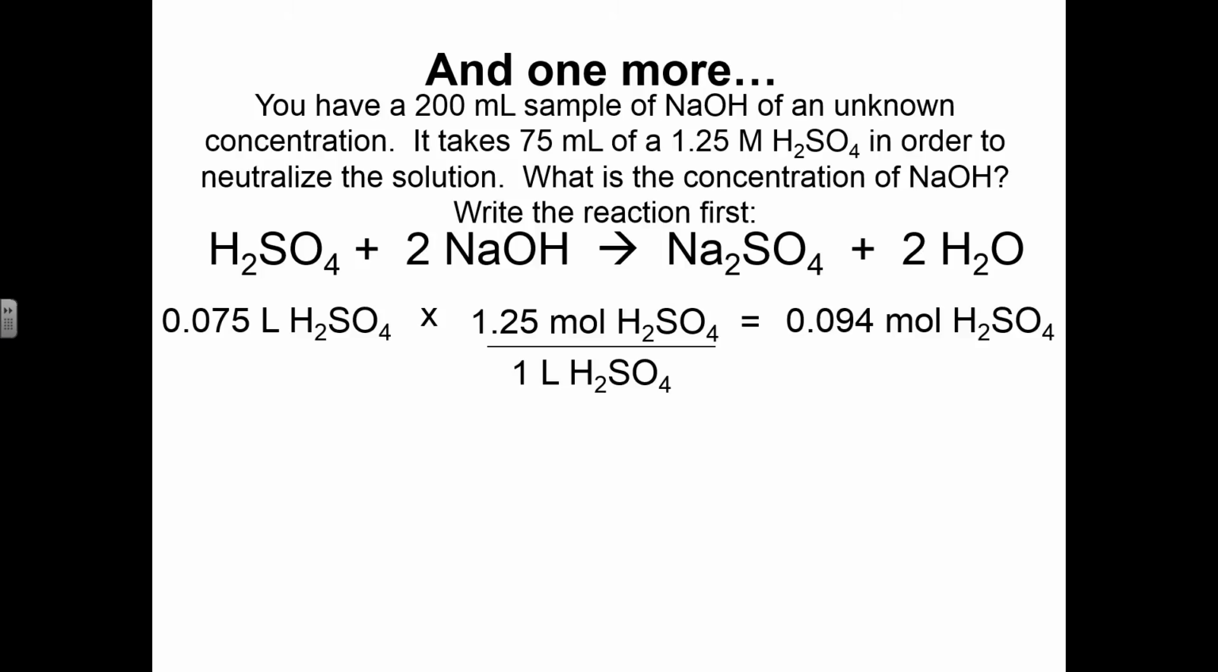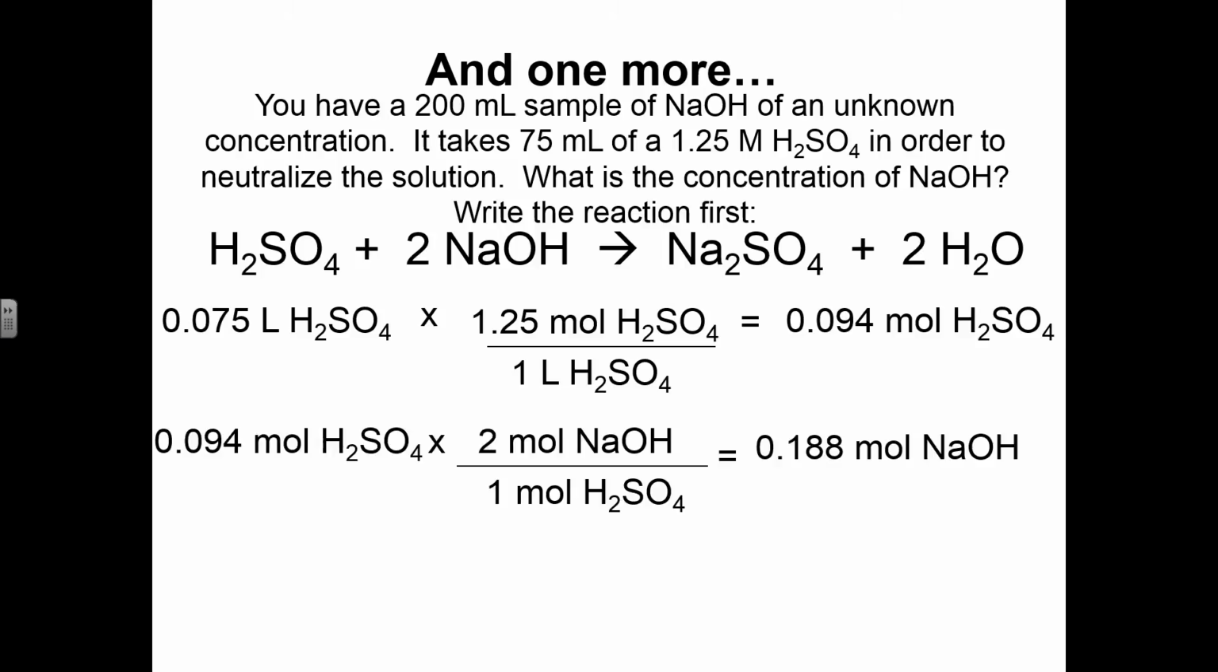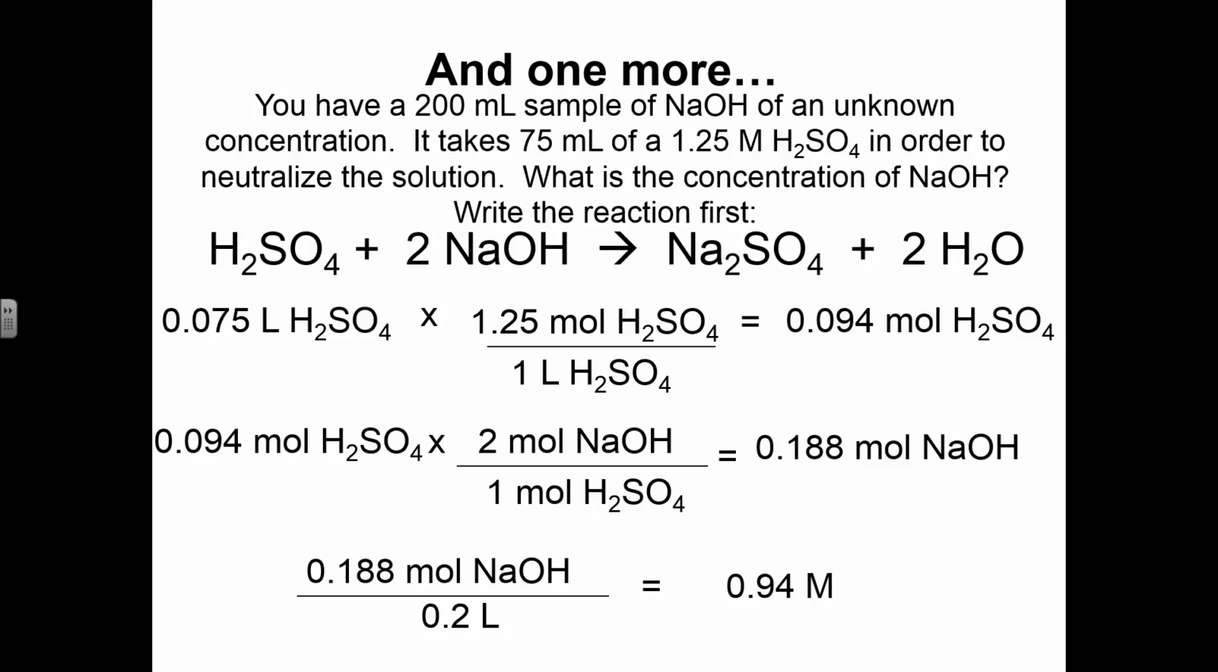What's interesting here is that for every 1 mole of H2SO4, there must be 2 moles of NaOH to cancel that out. So we've got to double that number of moles. And finally, divide by how much you had. The unknown concentration of NaOH is 0.94 moles per liter.